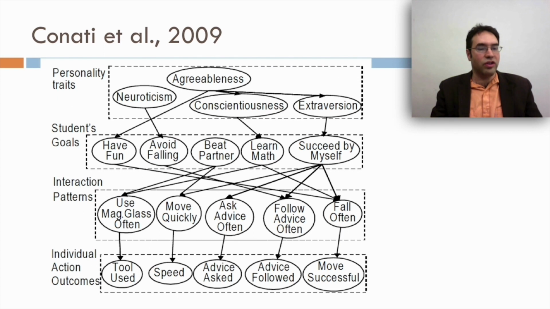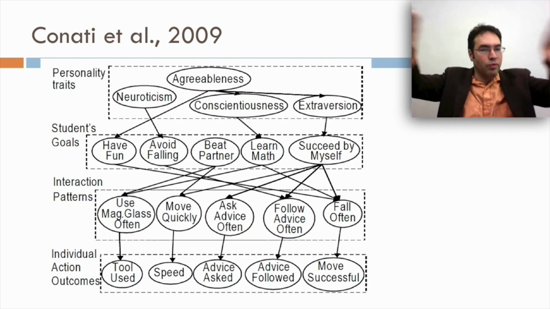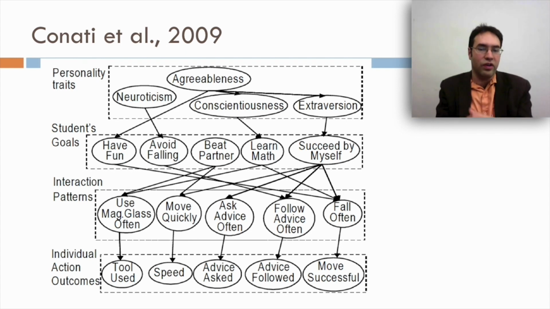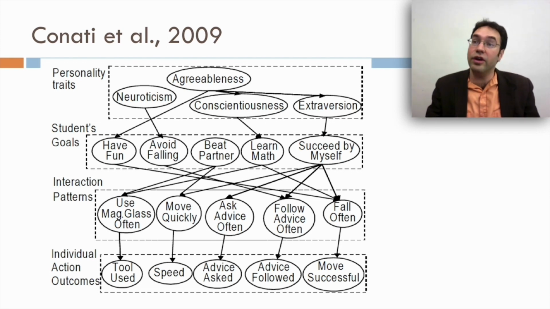Conati et al. actually used a Bayes net to map between very different types of data, where she looked at survey data on students' personality traits and on their goals, the connections between those personality traits and goals, the connections between those in turn and the students' interaction patterns within a game, and the connections between those to individual action outcomes. So she linked some very disparate data together in one model.